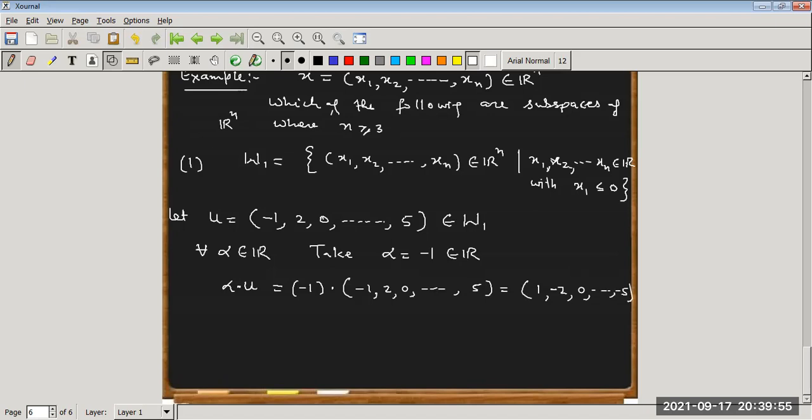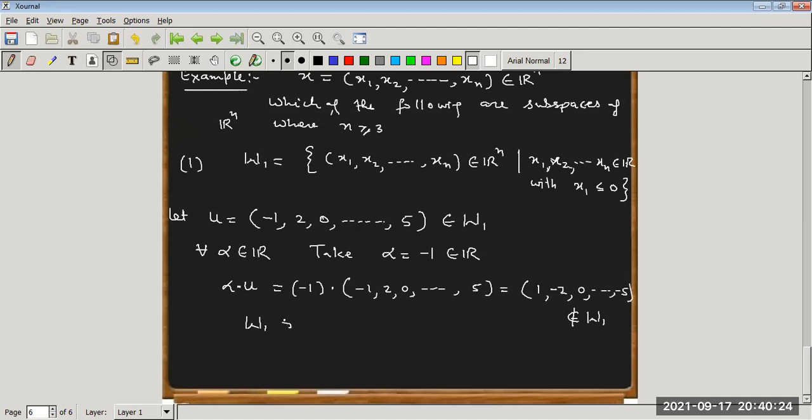But we have no restriction on x2, x3, x4, and xn. The restriction is only on x1, and that is that x1, the first entry, must be less than or equal to 0. Now this first entry is equal to 1, which is positive. So does this belong to W1? No. So this does not belong to W1, and W1 is not closed under scalar multiplication.